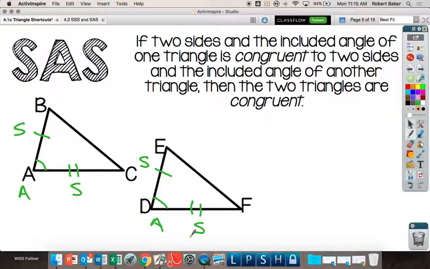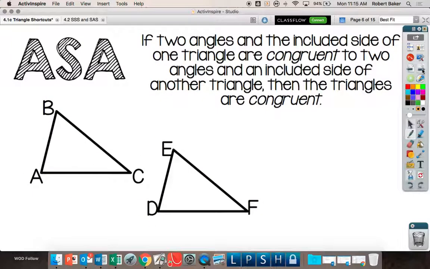So side angle side, very popular. You will see that quite a few times on your test. Angle side angle, very popular. You guys generally do well with this one. Notice where the S is between the A's. So this one says you have two pairs of congruent angles and one pair of congruent included sides.